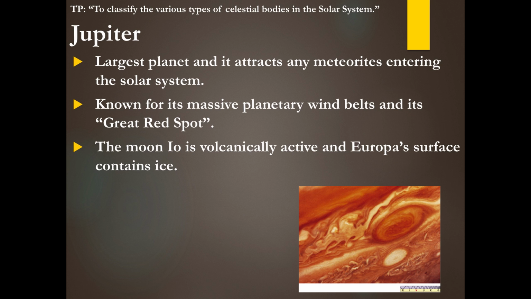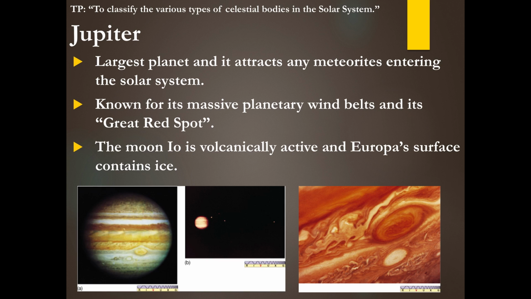All right, Jupiter. The largest planet in our solar system. Now, this planet is very unique. One thing that I have here is that it attracts any meteorites entering the solar system. It's called the boomerang effect. So anything coming in, if it's under the influence of Jupiter's gravity, can be swung down into the solar system, into the terrestrial planets, and brought right back out. So it's a good defense mechanism for Earth and the inner planets.